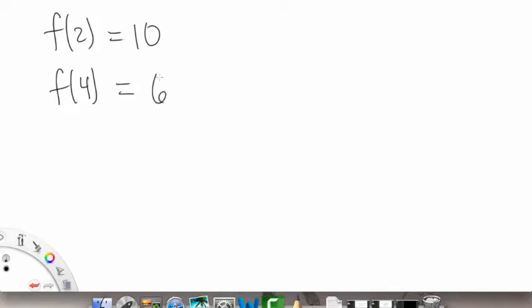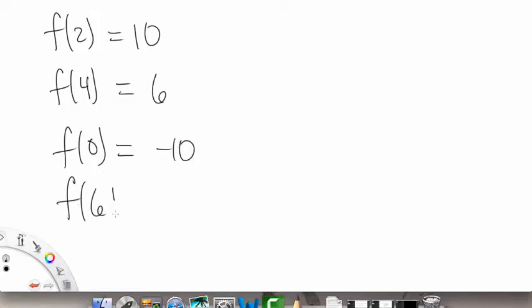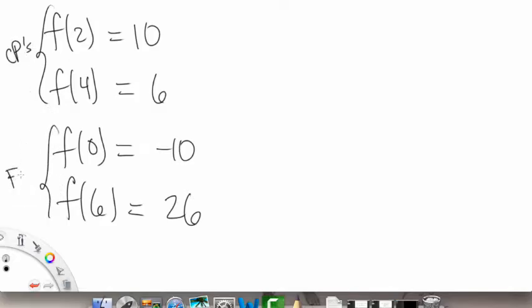Our conclusions are: f of 2 is equal to positive 10, f of 4 is equal to positive 6, f of 0 was equal to negative 10, and f of 6 was equal to positive 26. Just a reminder, you don't have to write this, but the 2 and the 4 were critical points, and the 0 and 6 were our endpoints. Now the third step is to compare the values that we have obtained.